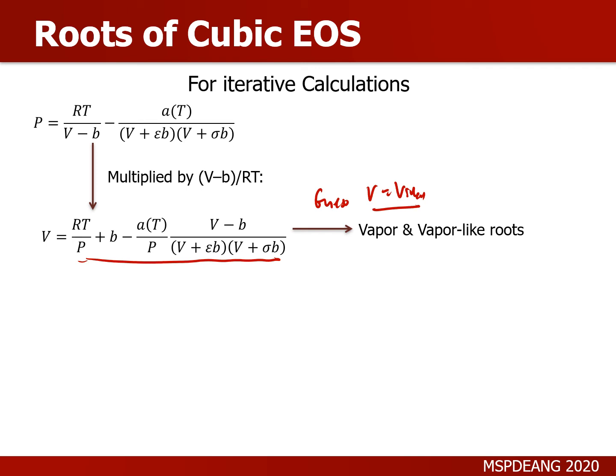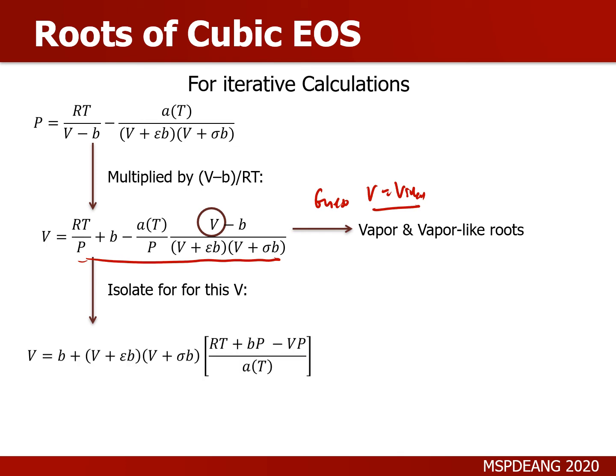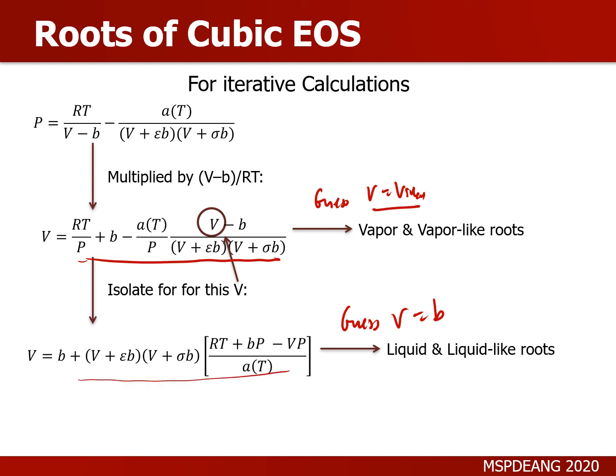Now, what if you want the liquid or the liquid-like root? To do that, you should isolate this particular volume. Rearrange to obtain this expression. Once you obtain this expression, this is what we iterate for the liquid and the liquid-like root. For this, you will guess V is equal to B. Plug in the value of B on the right-hand side in place of V, and then keep iterating until convergence.